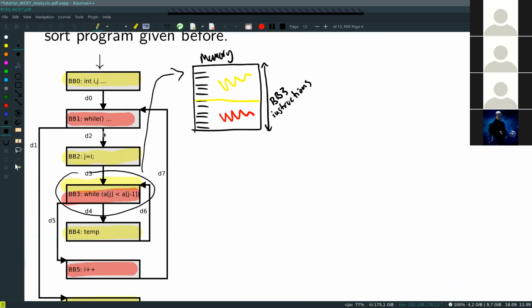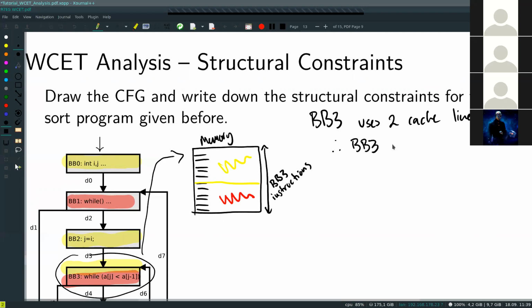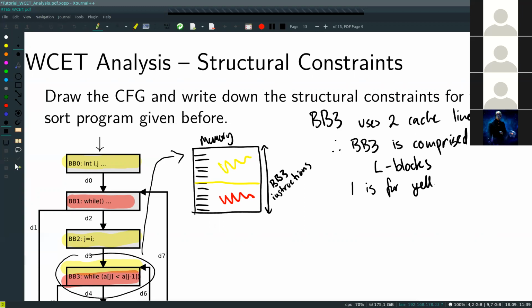But in this example, this basic block 3, BB3, uses 2 cache lines. Therefore, BB3 is comprised of 2 L blocks. One is for yellow cache. One is for red cache.